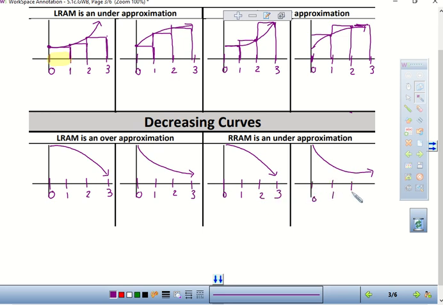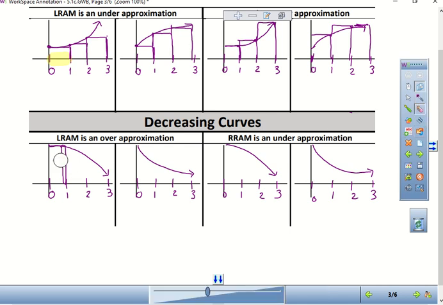Okay, so for the first one, we're doing LRAM. For the first interval from 0 to 1, who is determining the height here? 0. Try to do it the best you can, of course. Better than mine, hopefully.